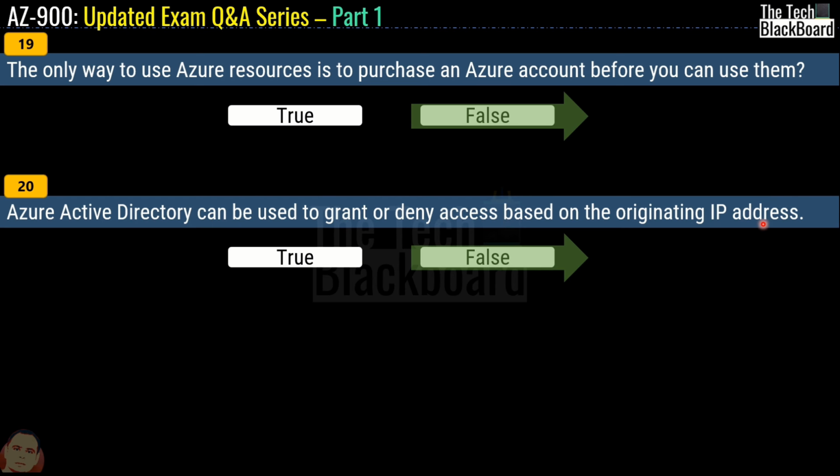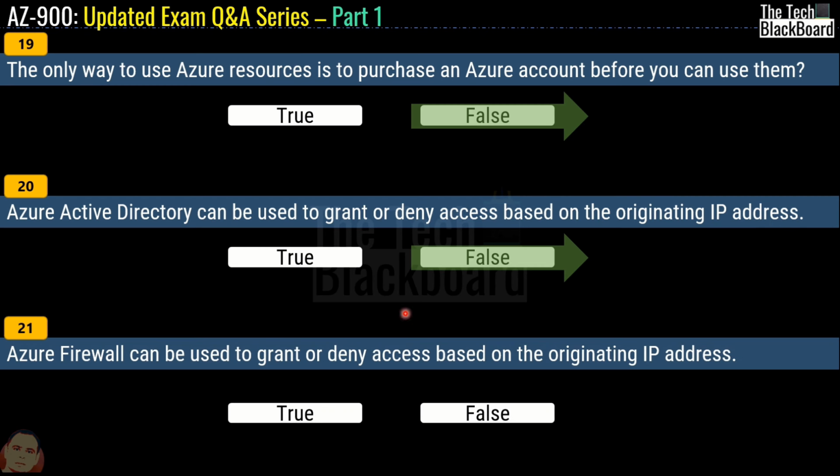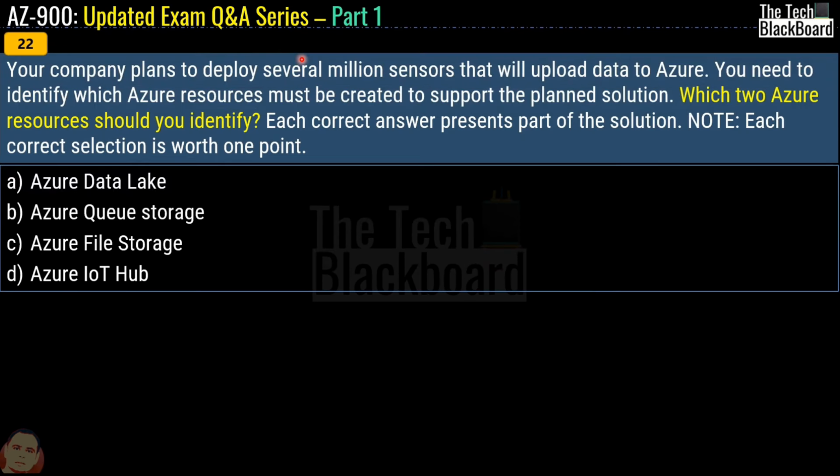Let's check out the same in question number 21. Question number 21 says that Azure Firewall can be used to grant or deny access based on the originating IP address. The correct answer for this question obviously is true. Now let's jump to question number 22.